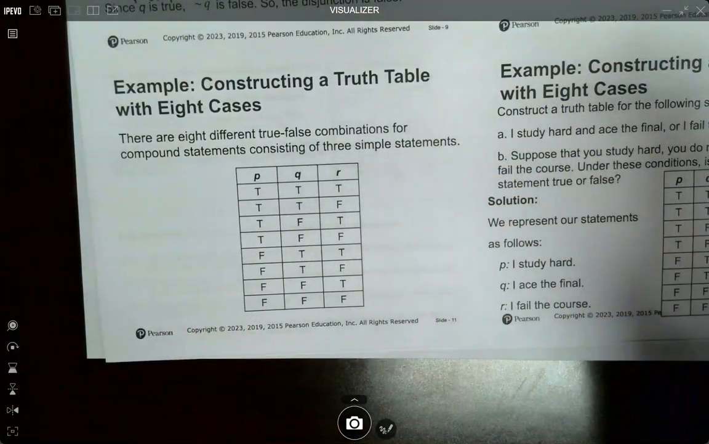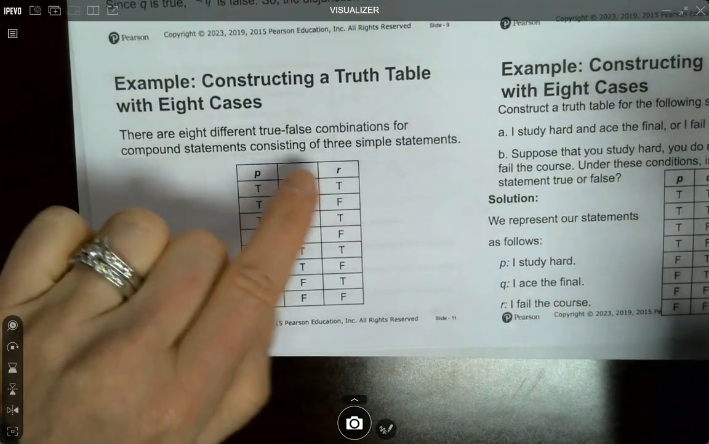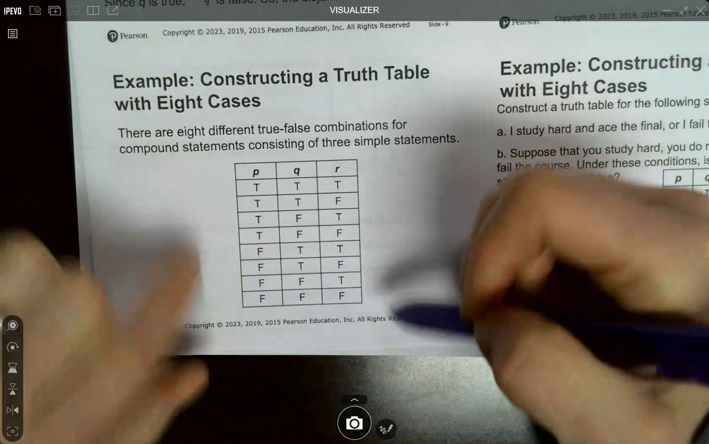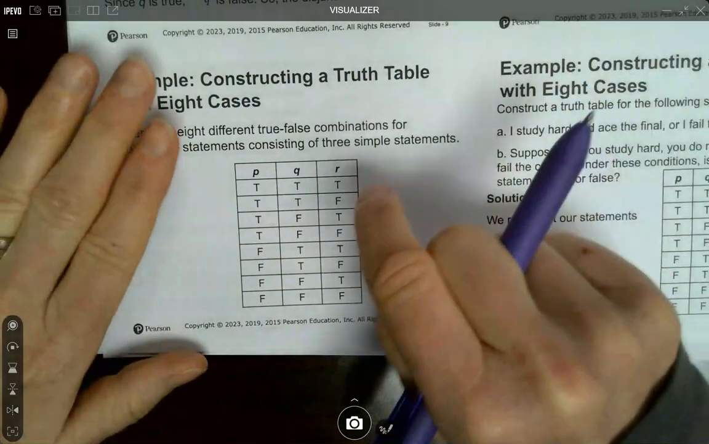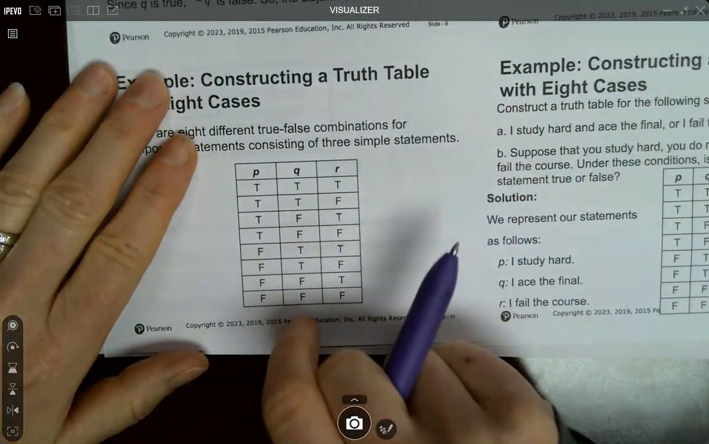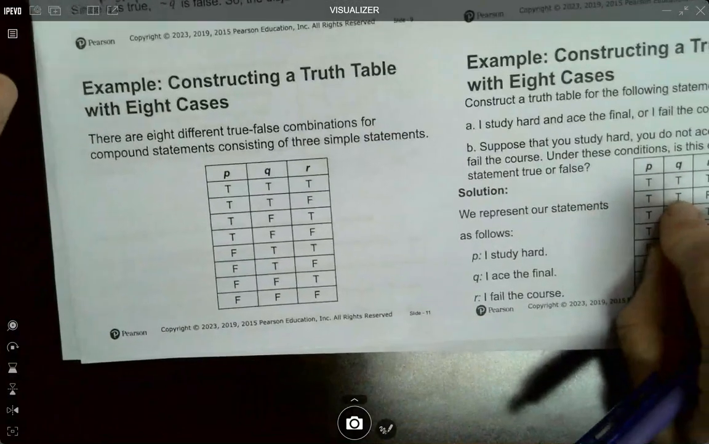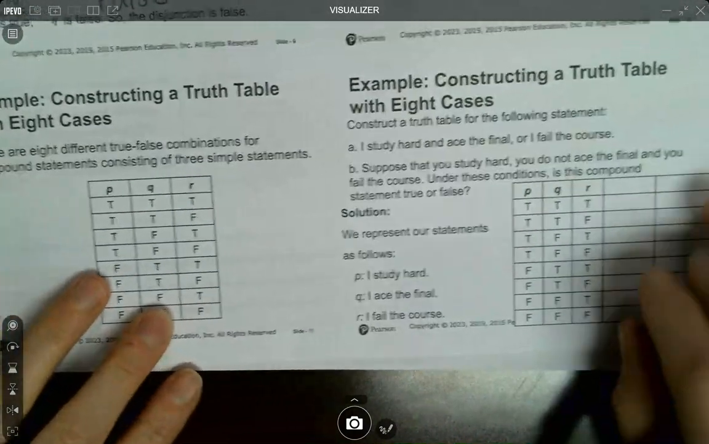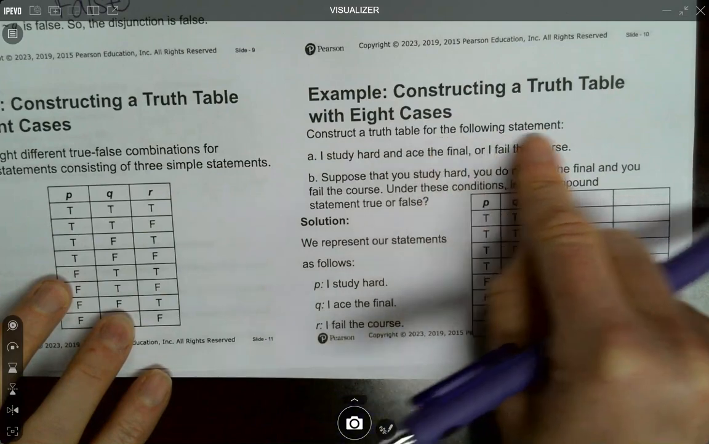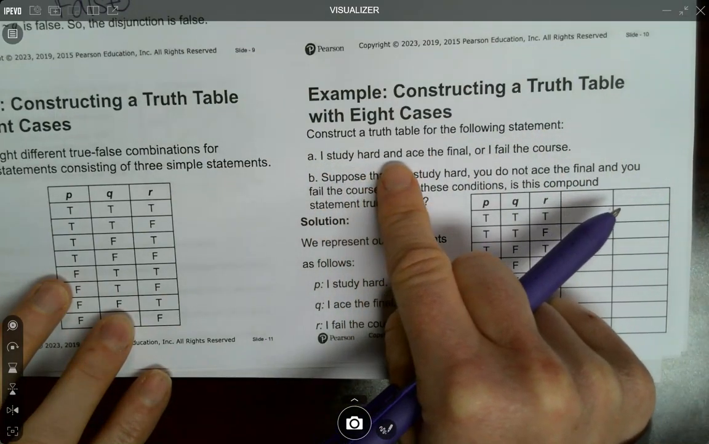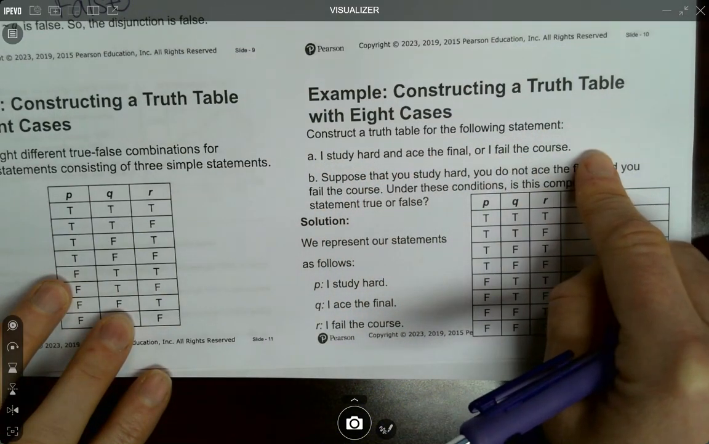What about whenever we have three statements? So we have P, Q, and R. This is how you would do your truth table. So we're going to use this truth table on this example right here. Construct a truth table for the following statement. I study hard and ace the final, or I fail the course.